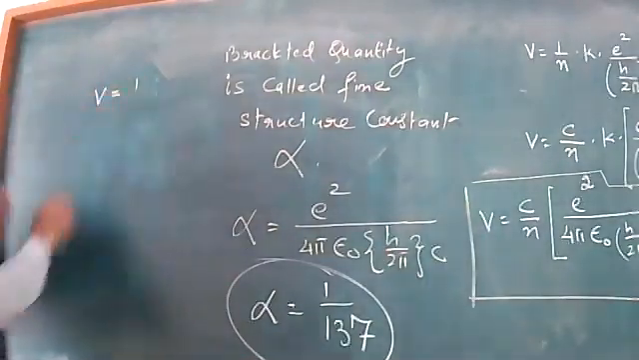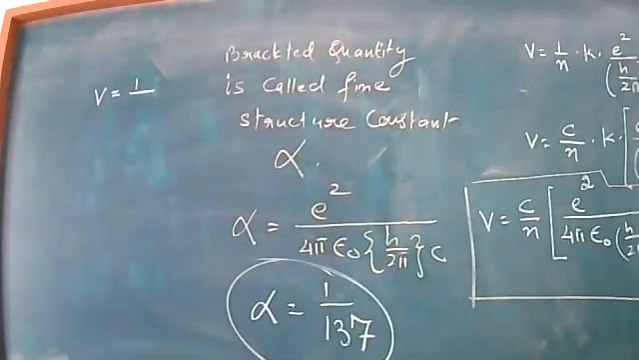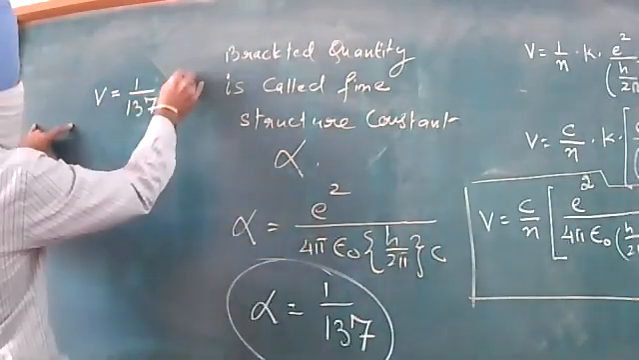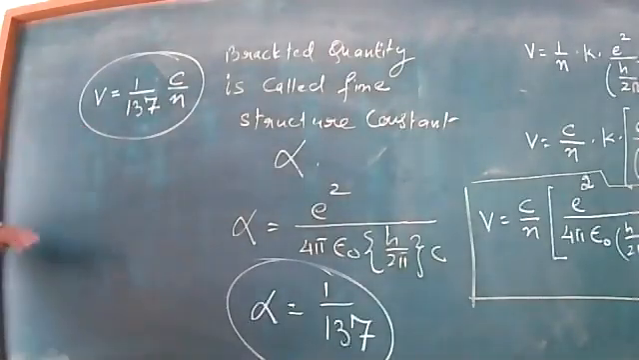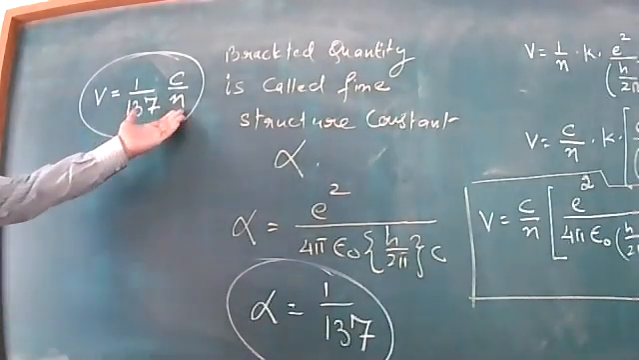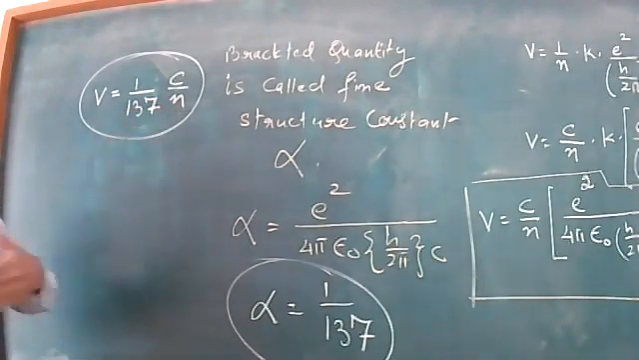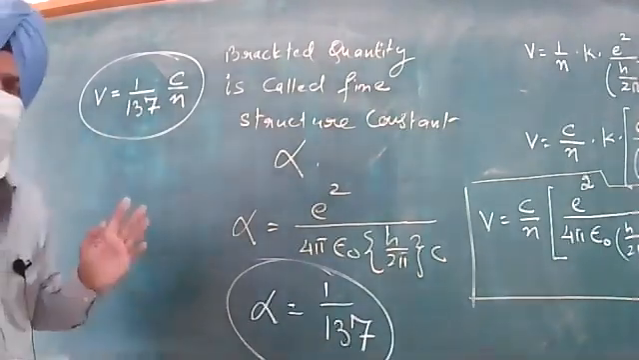And now I have the full right to write this expression V to be equal to 1 by 137 into c upon n. Clear? So in this manner, when we go on substituting the different values of n, we will get it for the first orbit, then for the second, then for the third and the higher orbits. So this is how you can calculate this V in terms of fine structure constant. Is it all clear to all?